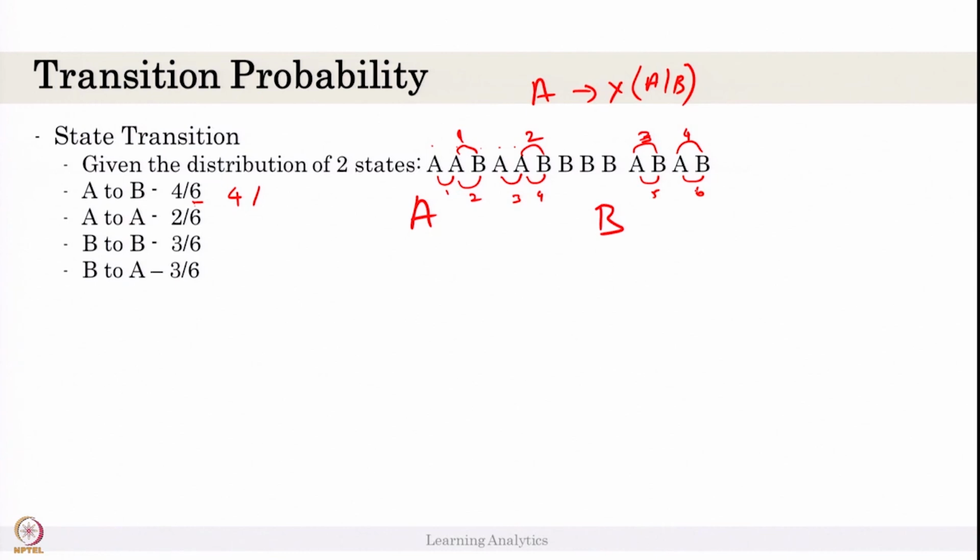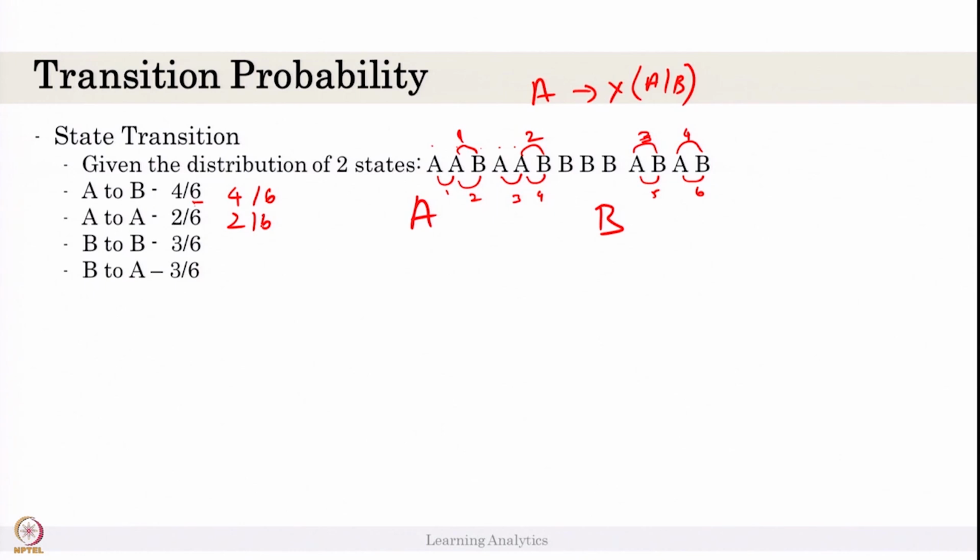Out of all 6 transitions from state A to other actions, there are 4 of them to B only. So, 4 by 6. Which means A to A will be 2 by 6, because there is 1 and 2. If there are 6 transitions from A, 4 of them are to B, which means 6 minus 4 will be 2. So, 2 by 6.